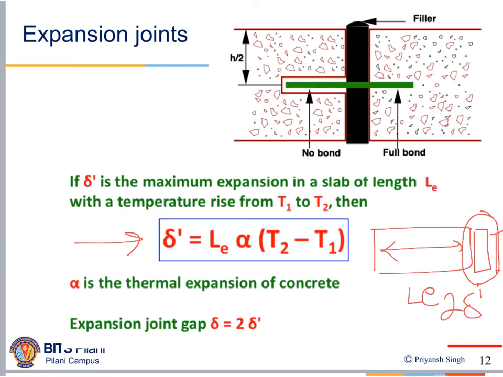This is the typical picture of an expansion joint. The reinforcement used in the expansion joint should be bonded in one slab and should be non-bonded in the other adjacent slab of the rigid pavement. And this is provided at the middle of your slab thickness.